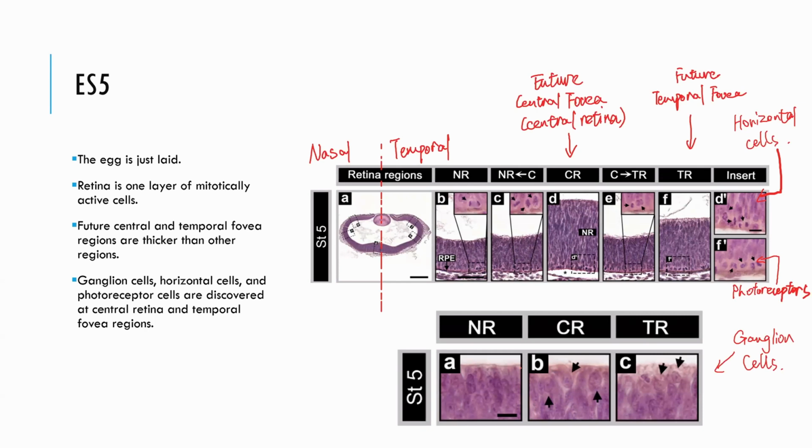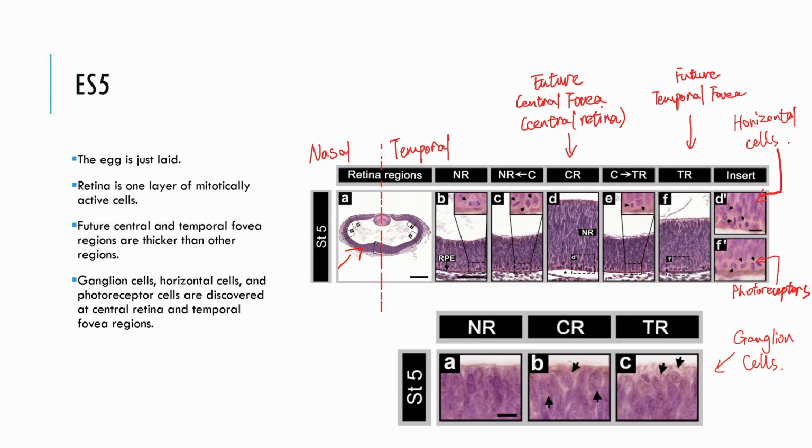So we previously mentioned that the optic cup is formed at around embryonic stage 4, and that is when the retina starts to develop. At embryonic stage 5, the egg is just laid by the mother, and here we can see that the retina is still filled with what are called mitotically active cells, one layer of mitotically active cells. And these cells have the potential to further develop and differentiate into neural cells that we discussed in the previous sections. These cells are ganglion cells, bipolar cells, amacrine cells, photoreceptors.